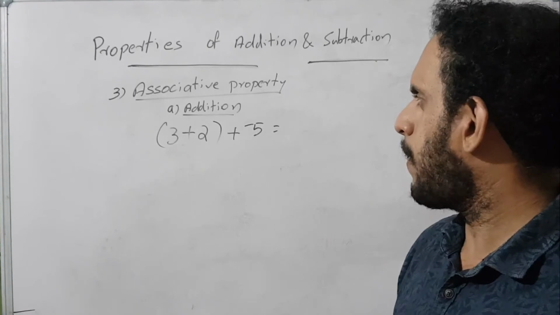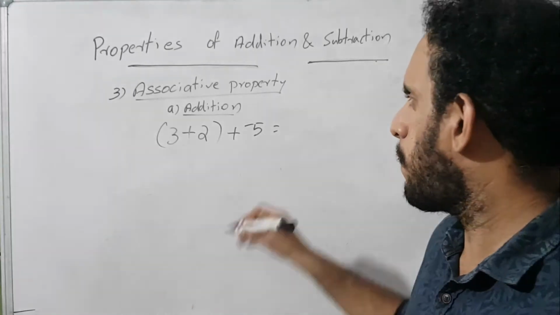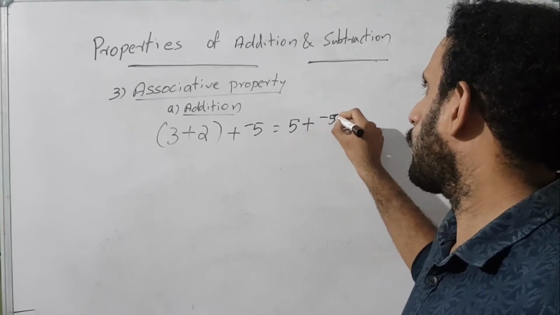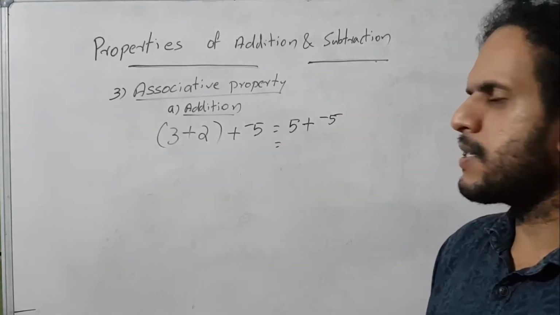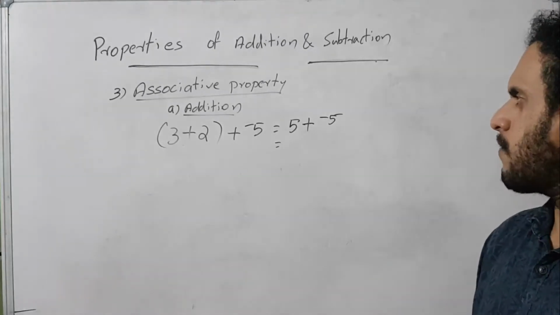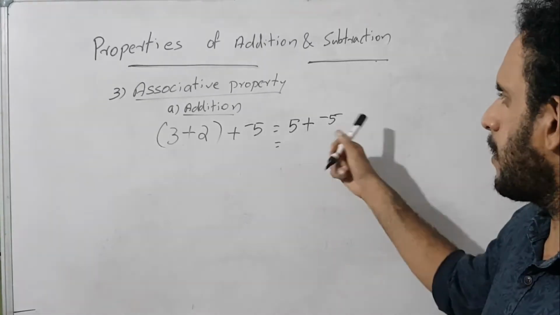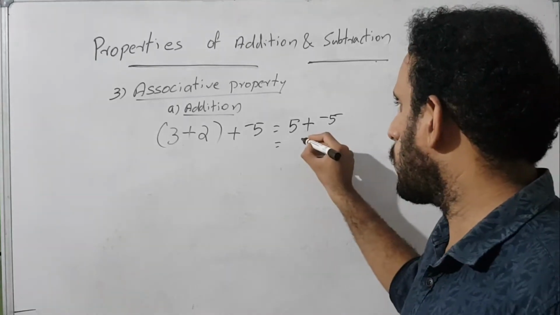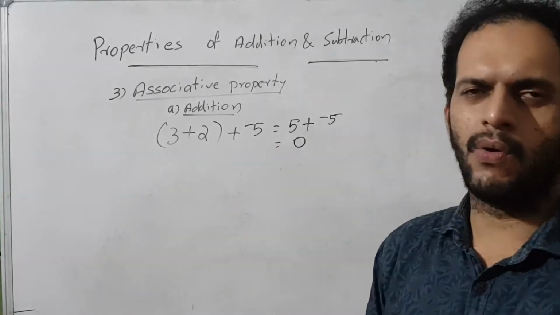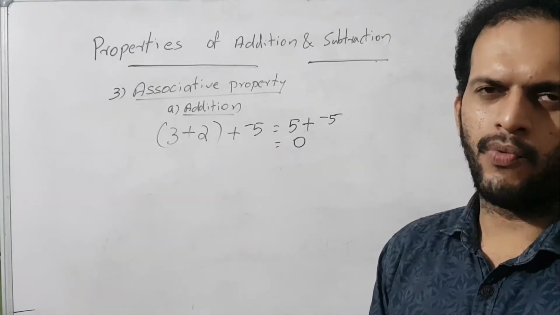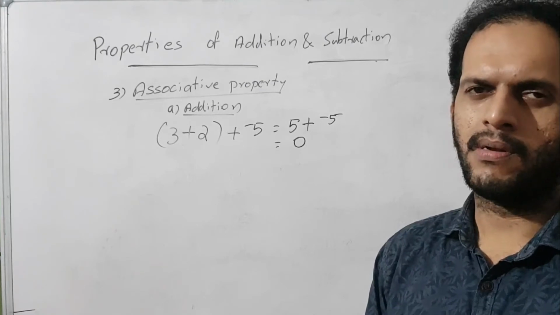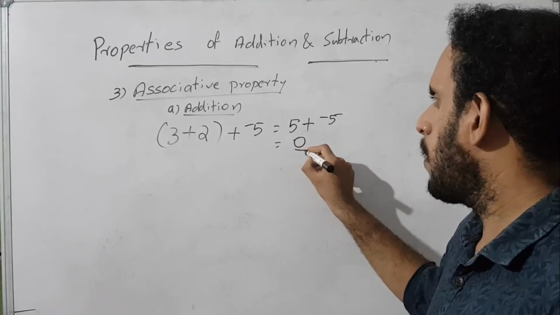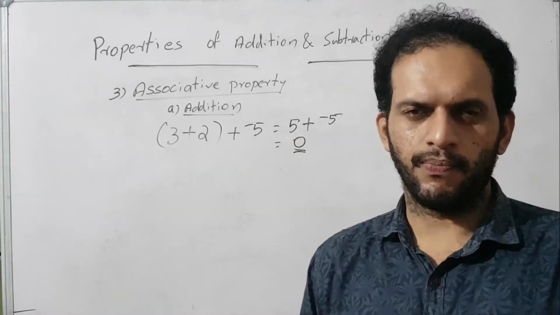So we add 3 plus 2. What is 3 plus 2? 3 plus 2 is equal to 5, plus minus 5. What is 5 plus minus 5? The signs are different, so we subtract: 5 minus 5. What is 5 minus 5? 5 minus 5 is equal to 0. Then what is the sign of 0? We studied already that 0 is neither positive nor negative. There is no sign for 0.